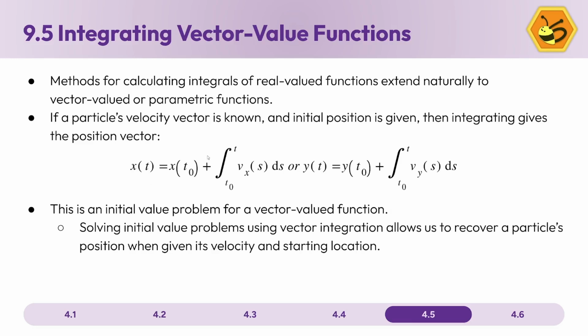Now we're just applying them to our vectors. So you can see here, when we want to find a new position vector, we can do our real valued function integrals for both the x and the y. So again, as a refresher, if we have our initial position plus the displacement, and the displacement is just our integral of velocity, we can get our final position.